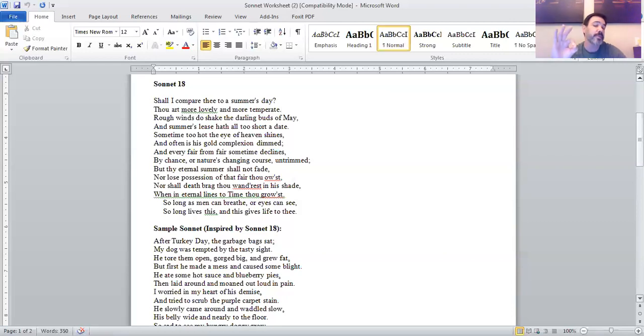Now pay attention to the couplets. That's very important. "So long as men can breathe or eyes can see, so long lives this, and this gives life to thee." What does that mean? What is the this? This is giving life to you. He's literally talking about the poem that he just wrote. As long as this poem exists, he is saying, and people have eyes to read the poem, no matter how much time passes, they can always read about how beautiful you were.